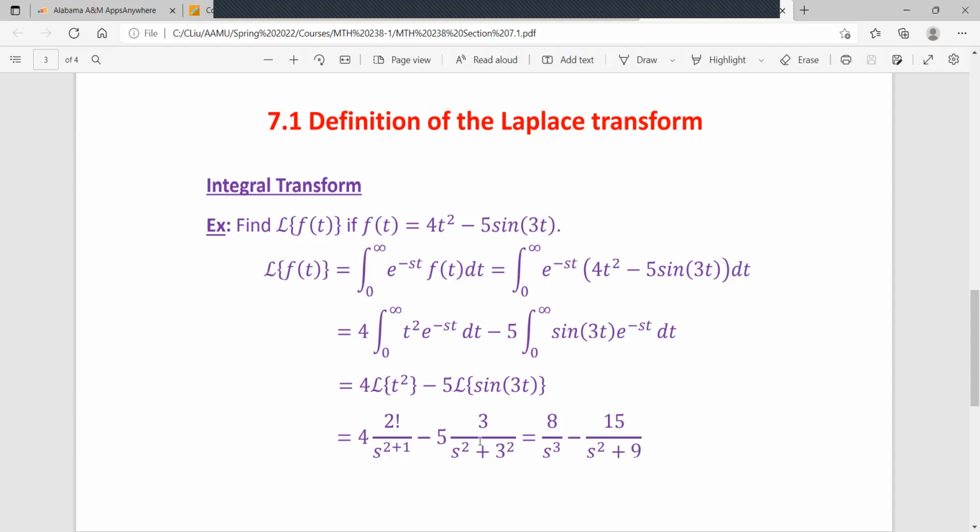So we just simplify the results. 2 factorial is 2, and 4 times 2 is 8. So the first term is 8 over s cubed, since 2 plus 1 is 3 in the exponent of the denominator. And the second term is just negative 5 times 3, which is negative 15, over s squared plus 9. 3 squared is 9. So that's the result. Any questions for this simple example?